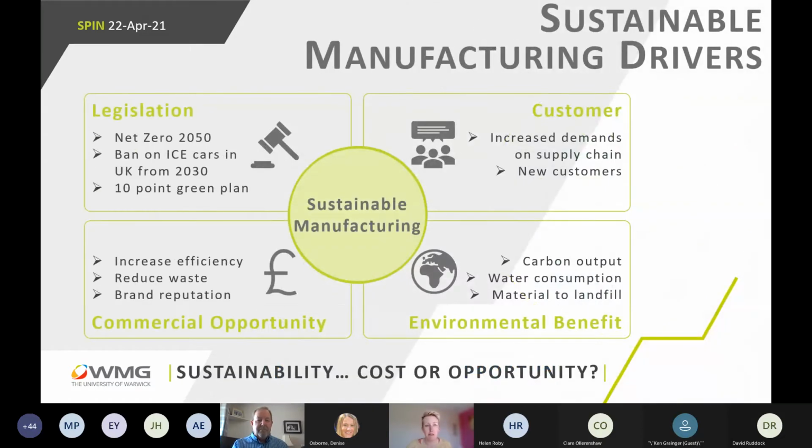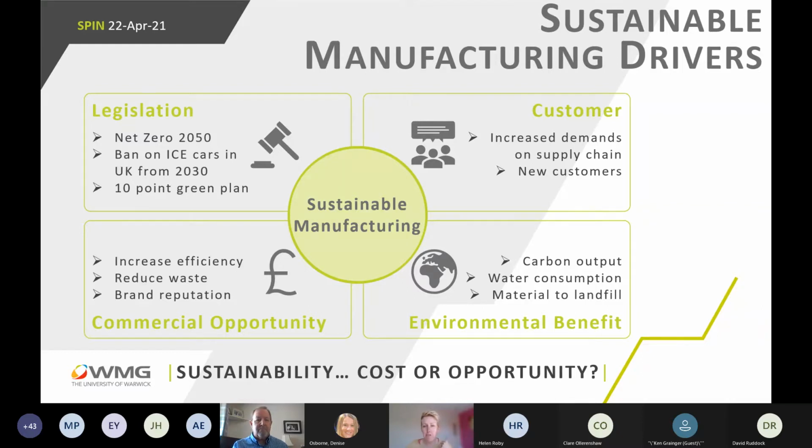So just a little bit about the drivers. Why would people be interested in sustainable manufacturing? There's a lot going on at the moment. We obviously know there's net zero 2050, the ban on ICE cars coming in 2030. Basically, the UK is really pushing regulation and legislation around sustainability. And with COVID and the pause it gave us in 2020, hopefully this gives businesses an opportunity to pause and take on board some of these changes.